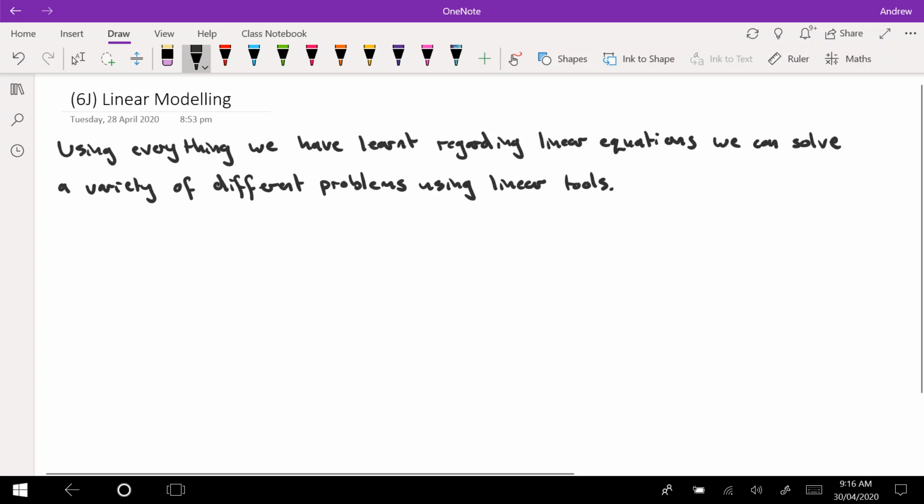So by combining all we know about the gradient, combining all we know about distance, midpoint, all of those elements, we can solve different elements of equations and find these questions, okay? So let's remind ourselves of what we've learnt.